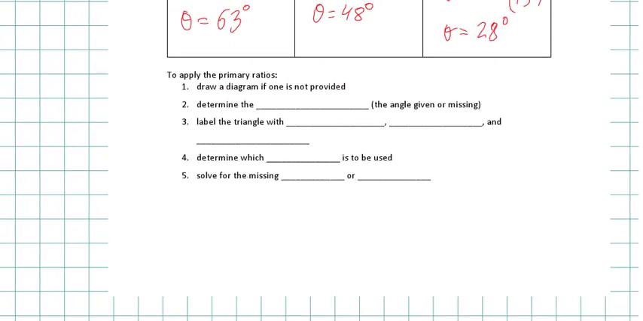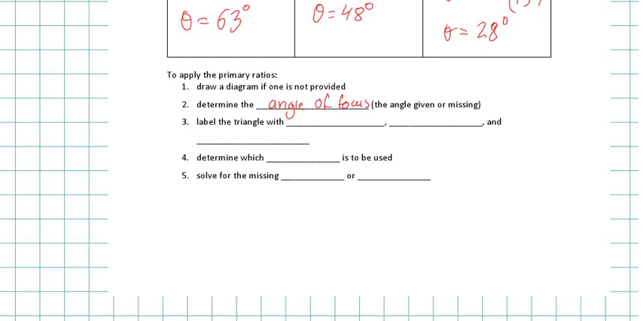Now, in order to solve word problems, which of course are going to be coming, draw a picture if one is not given to you. Then determine the given information. Determine the angle given or missing. So first, locate your angle of focus, because from the angle of focus, you can label your triangle.